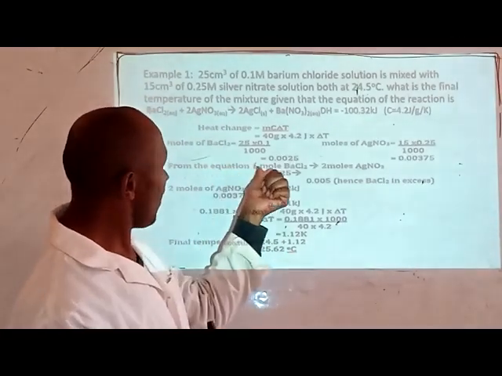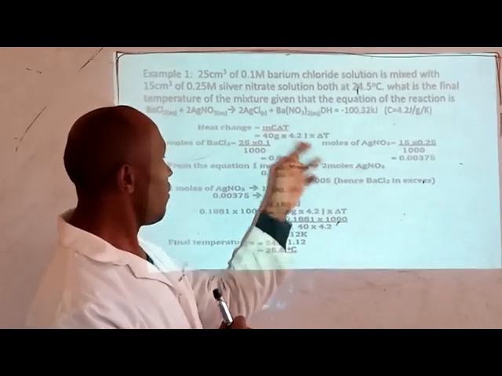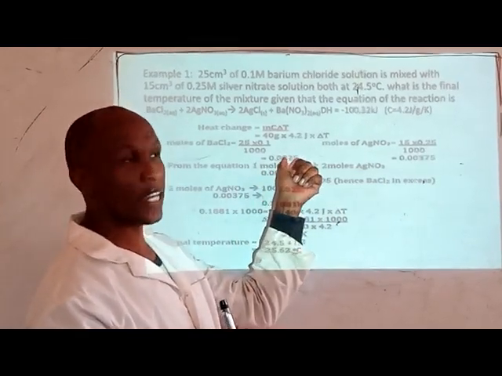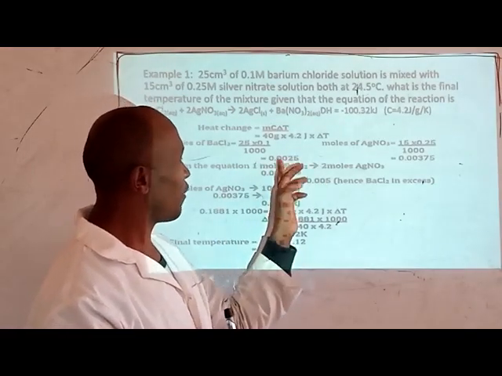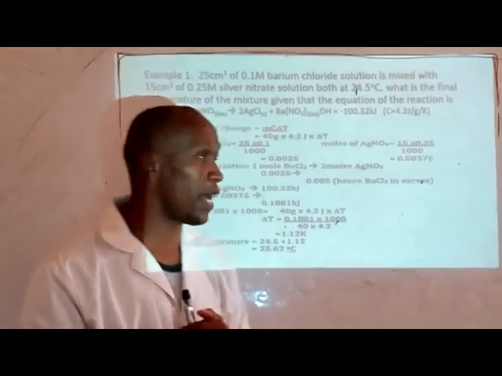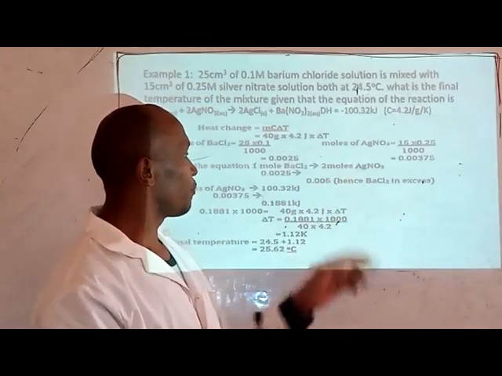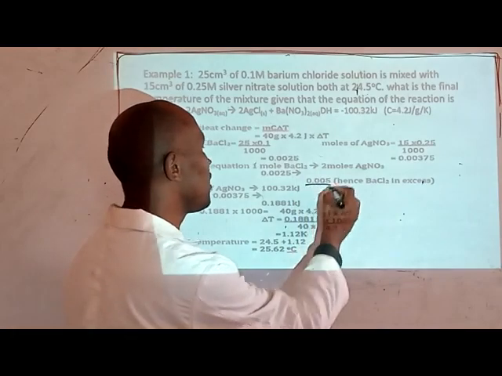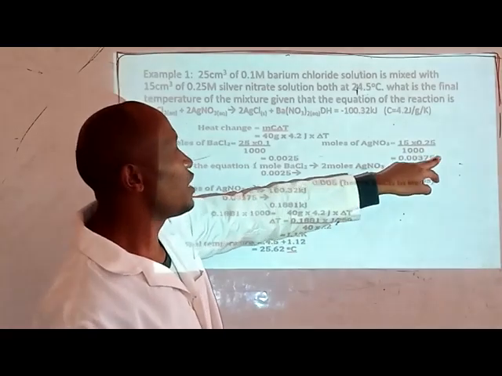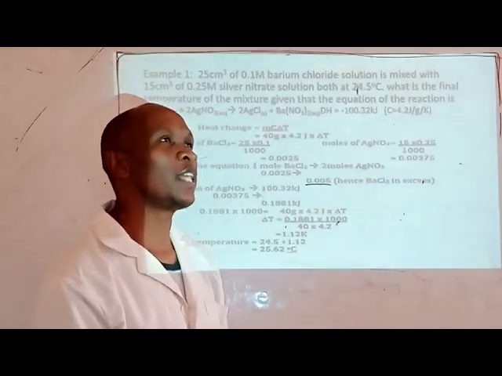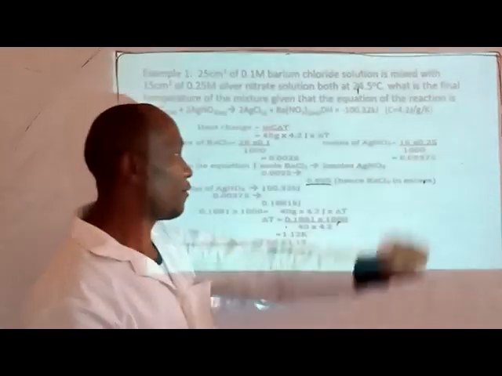Now, if I used 1 mole of barium chloride, I would need 2 moles of silver nitrate. Let me assume that this is the one that reacts completely. So if I have 0.0025, how many moles of silver nitrate would I need? Of course, I need 2 times that, which is 0.005. But I have 0.00375. What do you think that means? Of course, I have less than I need.